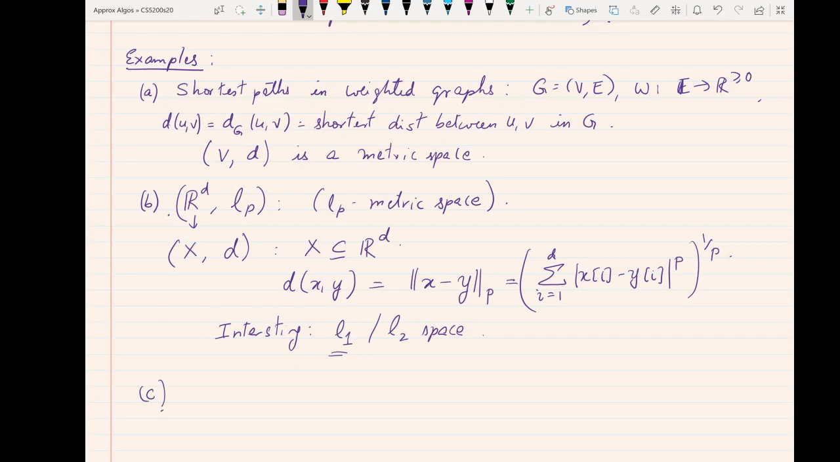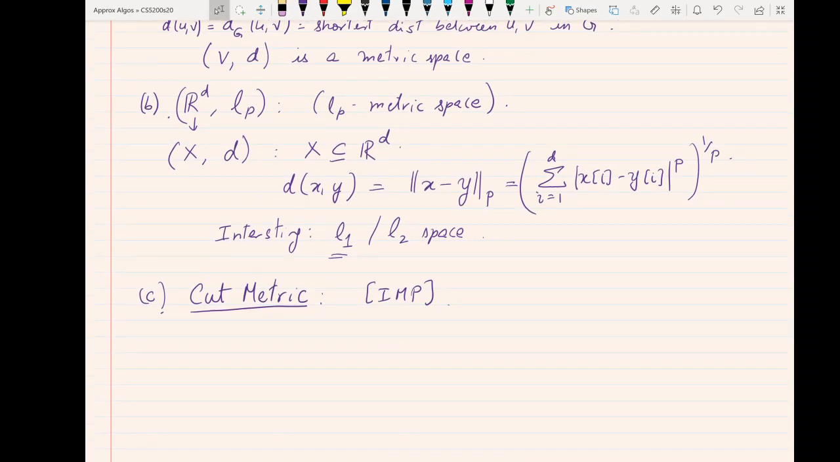And finally, you can also have what is called the cut metric. This is going to be really important for our purposes. Okay, so the input is a set of points, say x, the discrete point set with n points, although this is not really necessary. Now the distance function d is specified by a subset S.